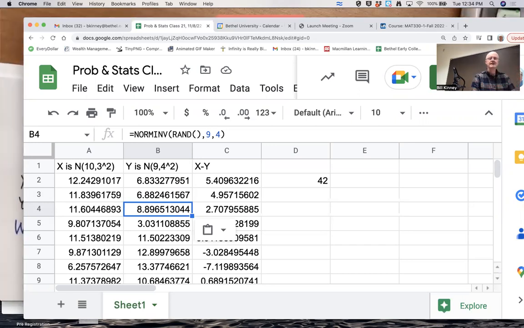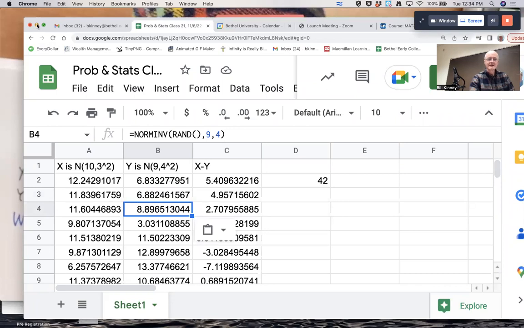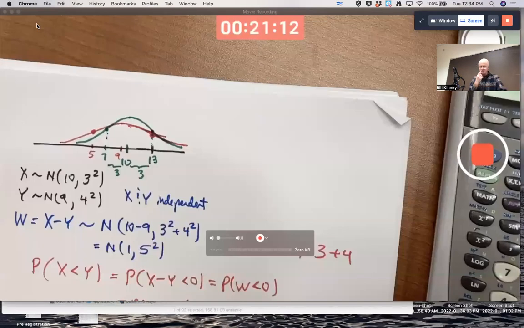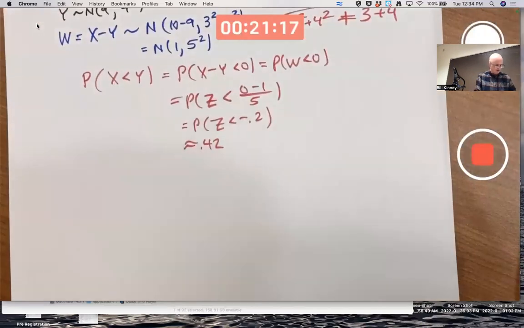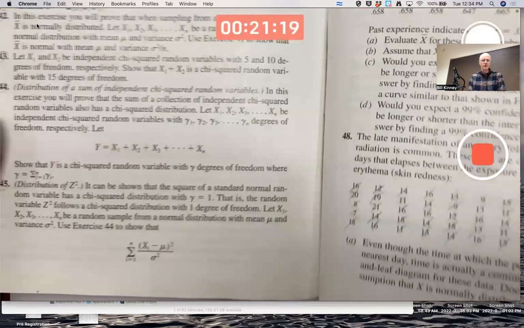Combination of theory and simulation. Let's continue combining theory and simulation. Let's look at 45, which is going to be important for today's class.